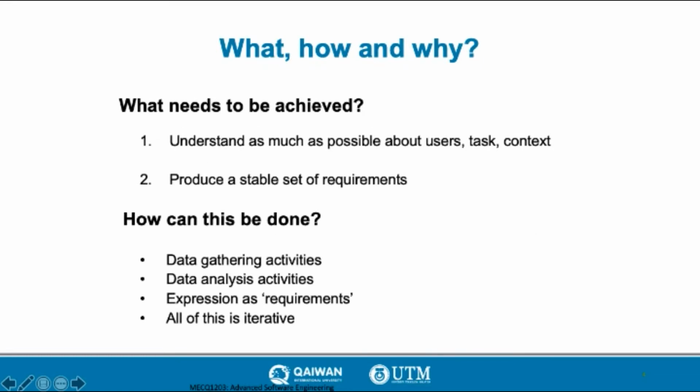So first is what, how and why. What needs to be achieved: understand as much as possible about the user's task context. We have to understand as much as we can about the user's attitude, behavior, what things he likes, what things he doesn't like, about our target users, so we can come up with requirements based on those users.